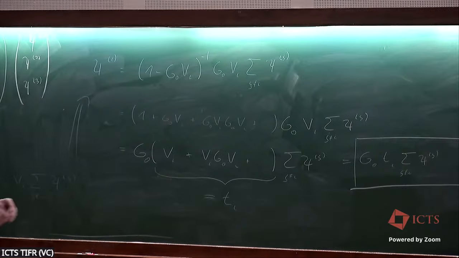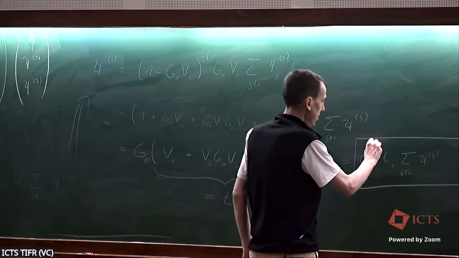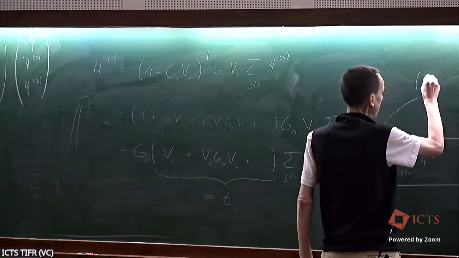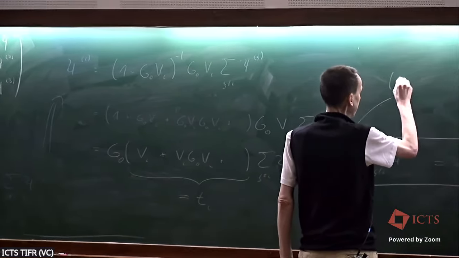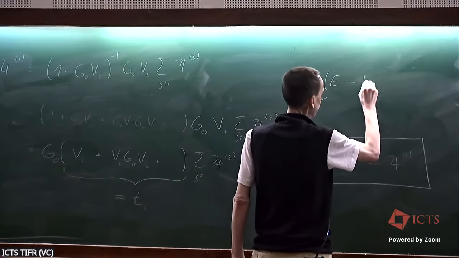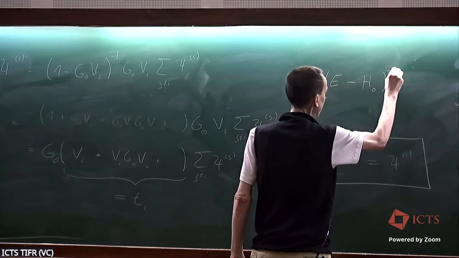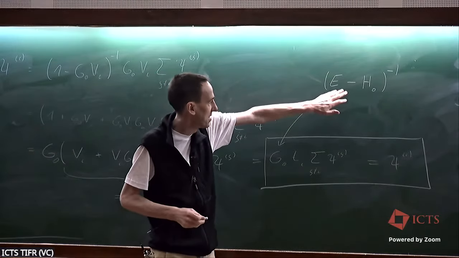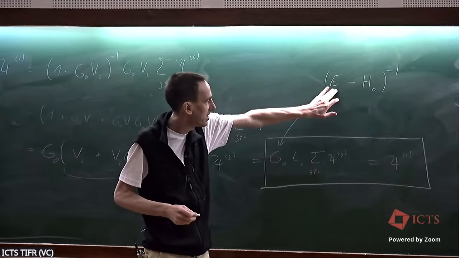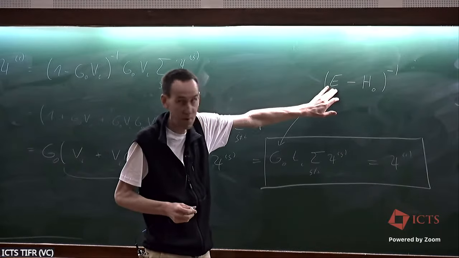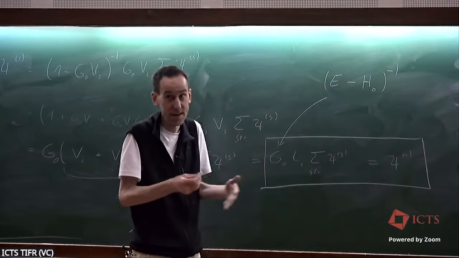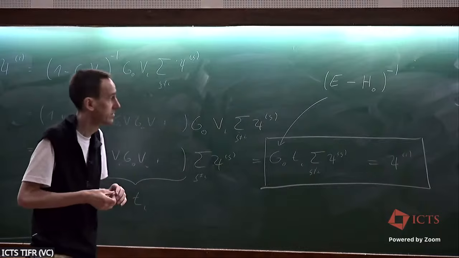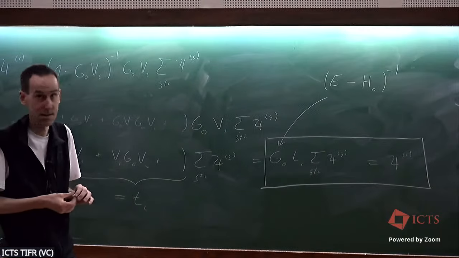So where does the energy come in? This is in this G0. To make this more explicit, this G0 is the inverse of some energy minus H0. And that makes it obvious that if E is smaller than 0, there's no pole in that, so I can take the inverse at least formally.